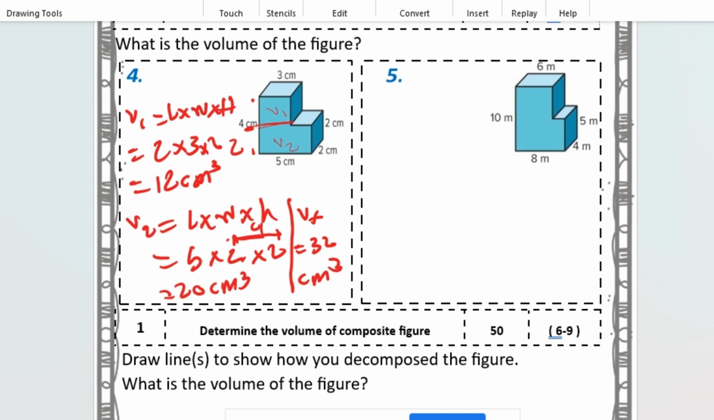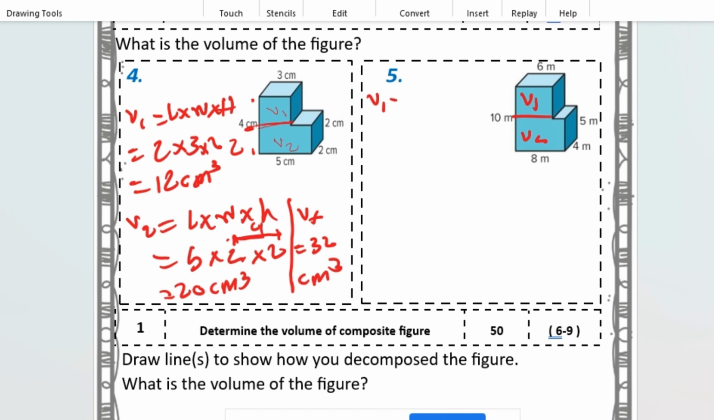Okay, so let's revise it. First of all, we decompose the shape into two shapes that we know how to find the volume for, which in this case is two rectangular prisms. And we find the volume for each rectangular prism on its own, then we add them to get the total volume. The same thing goes here. We just put a line here to distinguish our two rectangular prisms. This is V1, this is V2.